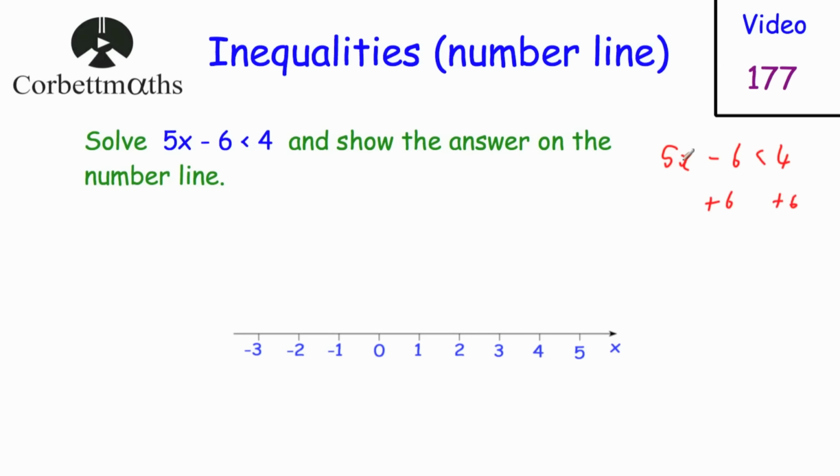So on the left hand side, we had minus 6. We added 6 to get rid of it. So we're just going to be left with 5x. And on the right hand side of our inequality, we have our less than symbol. And then we've got 4 plus 6, and 4 plus 6 is 10.